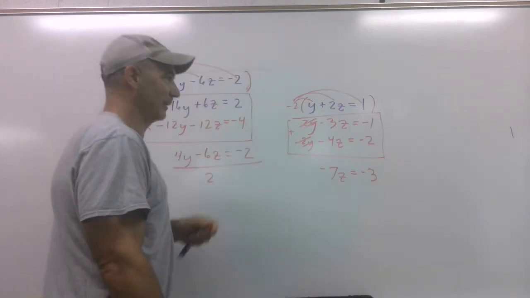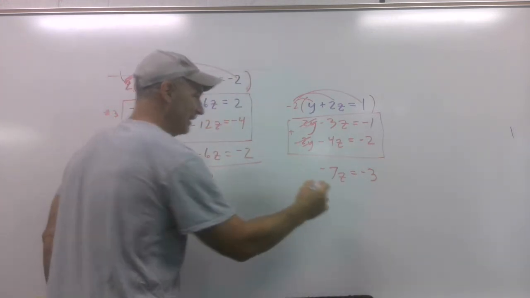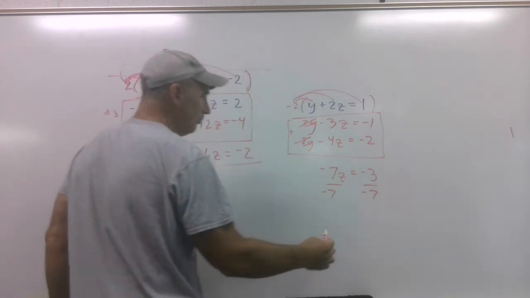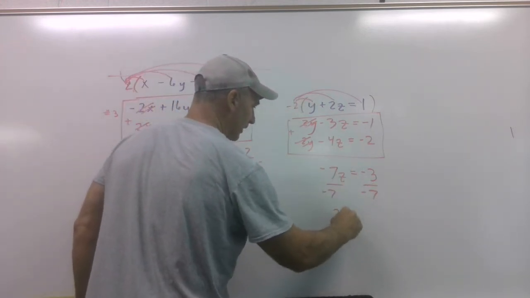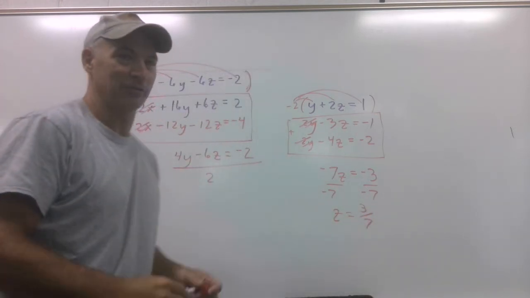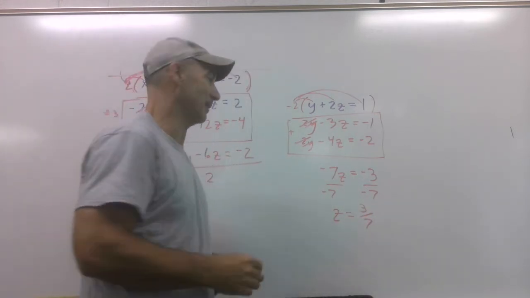I was hoping we didn't come up with fractions, but we did. Divide by negative 7, divide by negative 7. So I get z is positive 3/7. That means your life just got miserable, but this will happen sometimes.